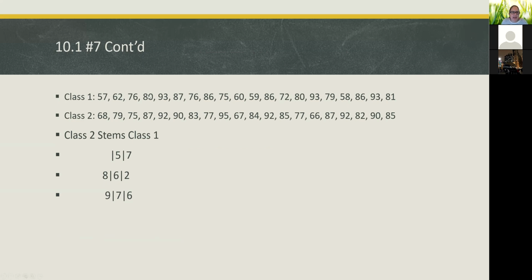And then next I have an 80 for class 1. So I went ahead and put my 80. And then I have a 93 for class 1. So I put my 3, okay? And then I just want to go ahead and do all my numbers.